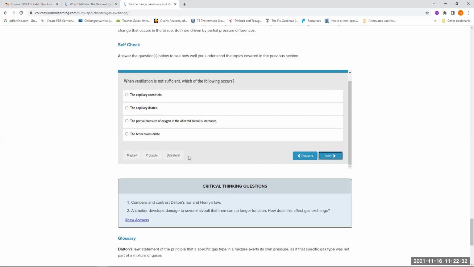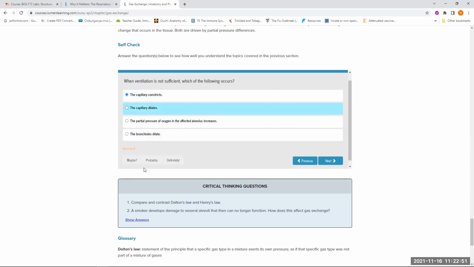Any idea? You remember we have a maybe as well. So if you had to use maybe, which answer you would say? Anyone? Which one you'd say? All right, you say bronchial dilate, okay. You're not too sure, that is incorrect. Capillaries constrict, maybe. That is correct.